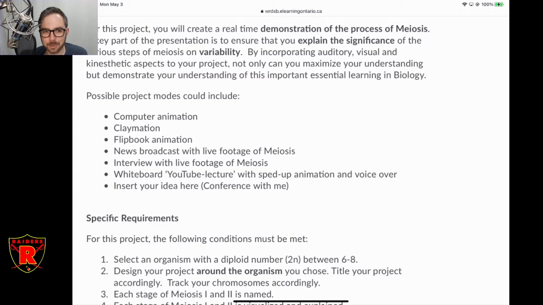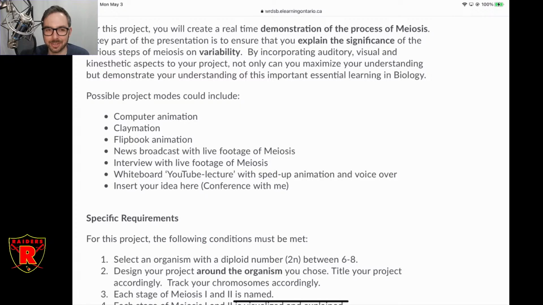I had some students who wanted to do it as a dance. That's fun. So they did a dance, and then they explained how the different things that they were doing in the dance related to what was going on in meiosis. So this is an extra layer. It's like meiosis as a metaphor.